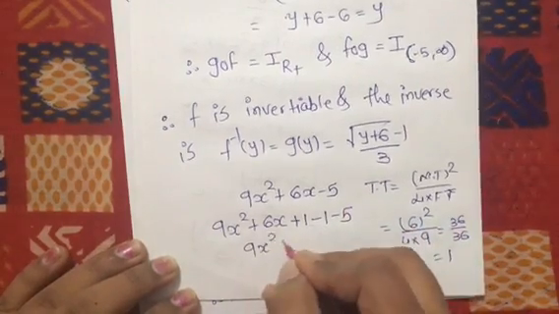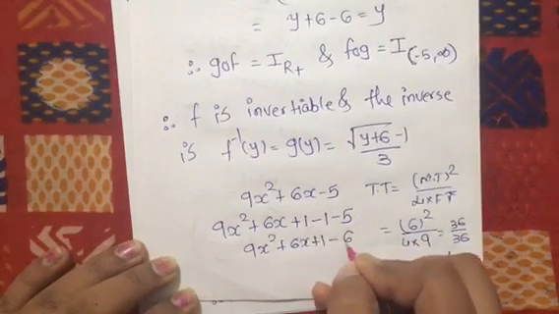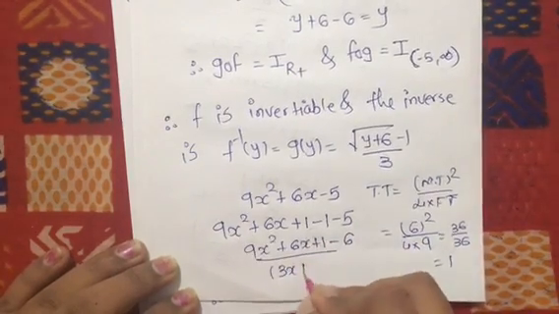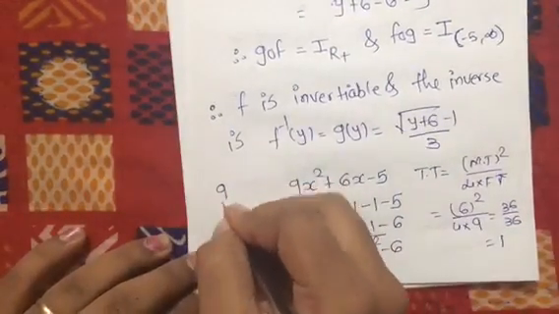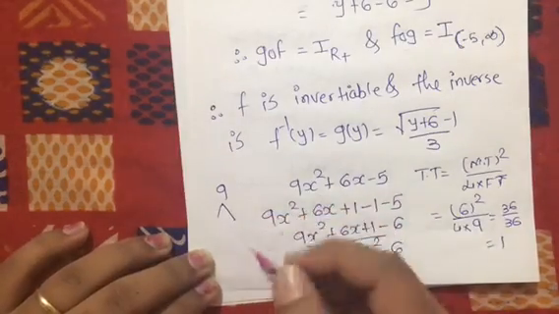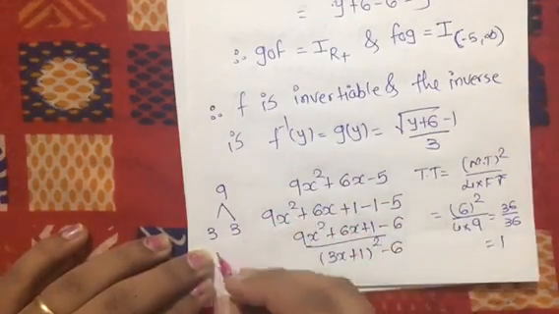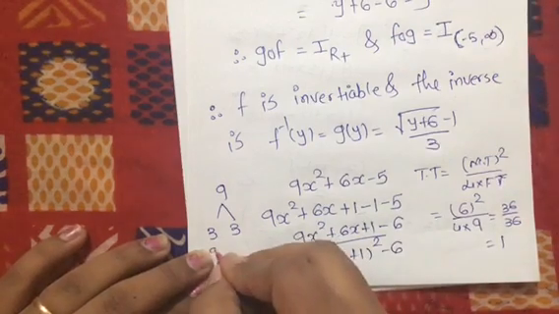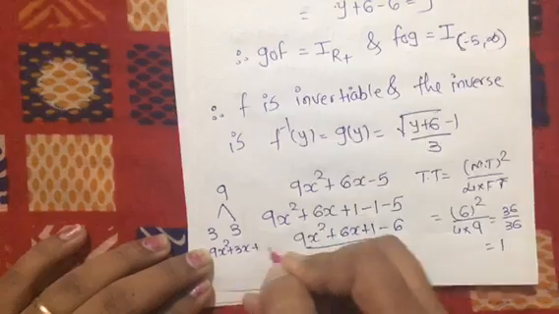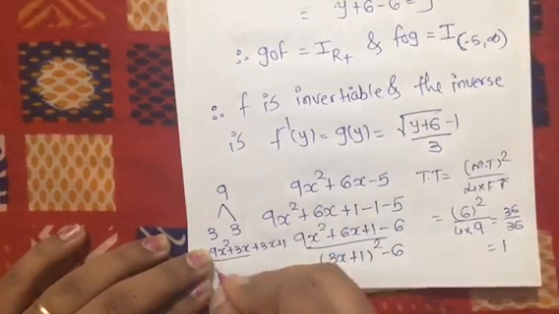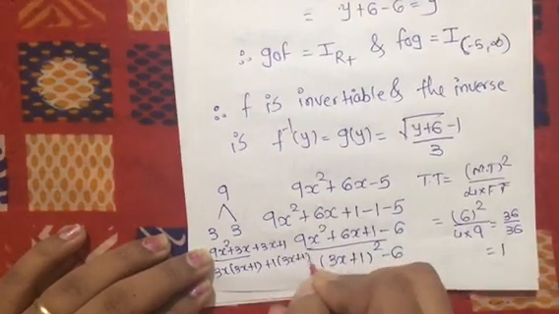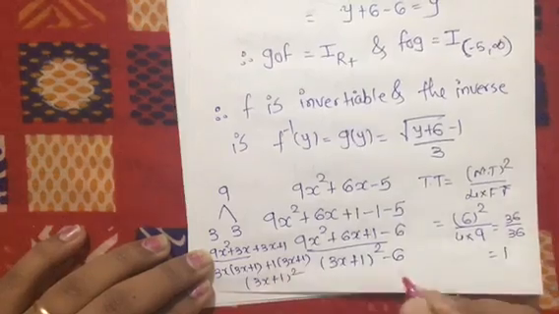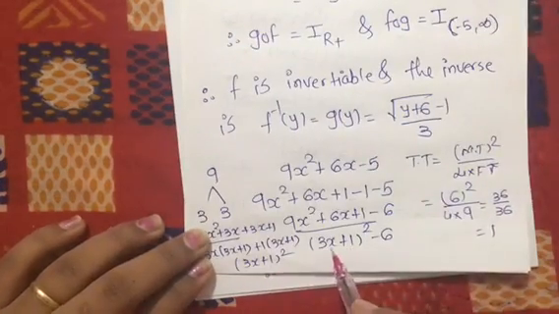So this is 9x² plus 6x plus 1 minus 6, and its answer is (3x plus 1) whole square minus 6. How will this be solved? We have to split 9 into parts whose multiplication gives 3 and addition gives 6. So this is 3 plus 3, so 9x² plus 3x plus 3x plus 1. So 3x common, this is 3x plus 1 common, 3x plus 1. That's why (3x plus 1) whole square. Okay, so from this we have (3x plus 1) whole square minus 6.